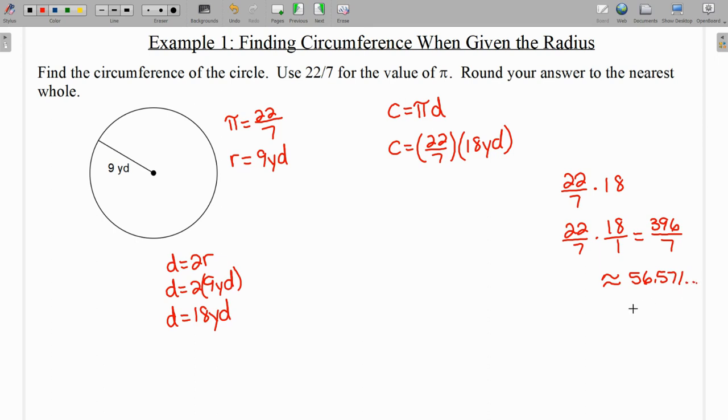56.571, and then it keeps going on. So now what they want us to do is round to the nearest whole number. So our nearest whole number is the first spot that's to the left of our decimal. That means we're going to have to look at that number immediately to the right of the decimal. Since this number here is a 5 or larger, it's going to boost this number up to be a 7. So we're going to say that this is approximately equal to 57 yards for our circumference.